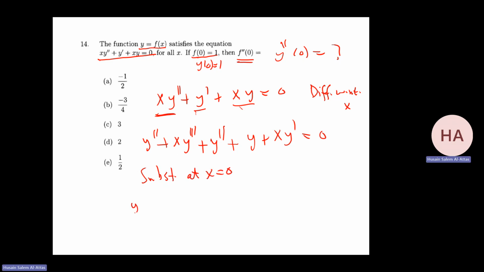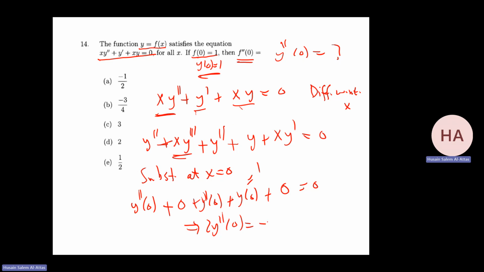To get what? I have y double prime at 0. Here I have what? 0, because the x is 0. So that plus 0, plus y double prime at 0, plus y prime y at 0. y at 0, I know it's 1. And this is 0 times something, 0 equals 0. And this is equal to 1. So I have 2 y double prime at 0 equals minus 1. So y double prime at 0 equals minus half. That will be the answer.